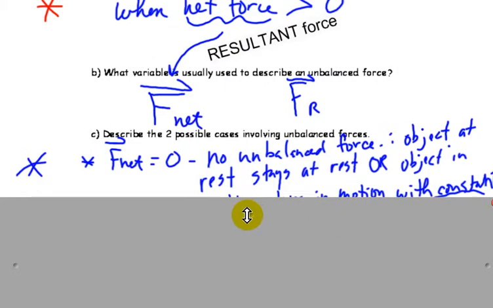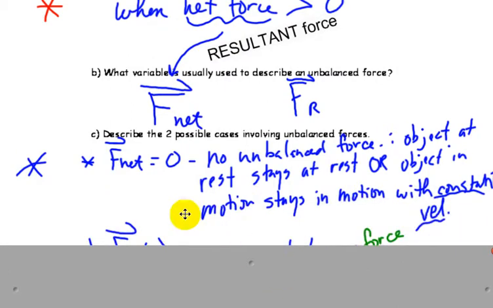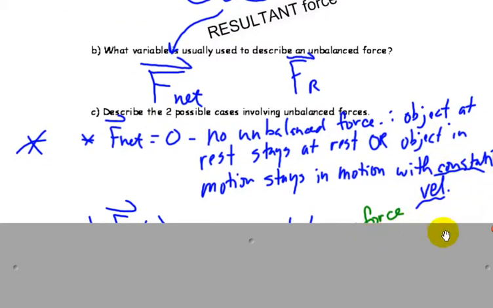So 2 possible cases involving unbalanced forces. F net equals 0, so we could say that there is no unbalanced force. The object is at rest, so you could have 2 people pushing on an object in opposite directions and it would stay at 0, it's not moving. Or if that object had already been moving, and we have 2 forces exerted in opposite directions, again F net would be 0, but it would be moving with constant velocity. That's a very important thing to note. Put 2 stars there because a lot of people don't realize that. Once an object is moving, and if all forces cancel out, that object will keep on moving with a constant velocity.